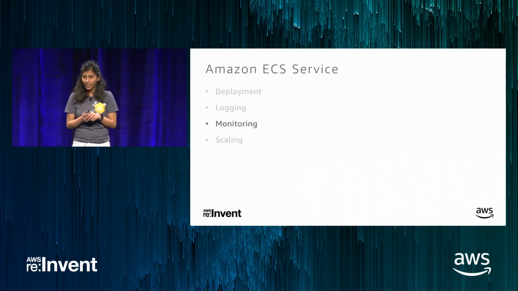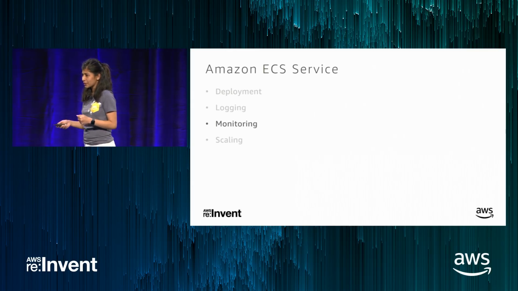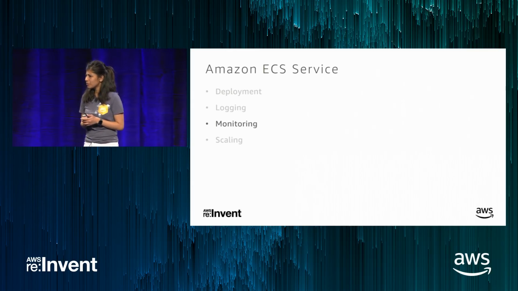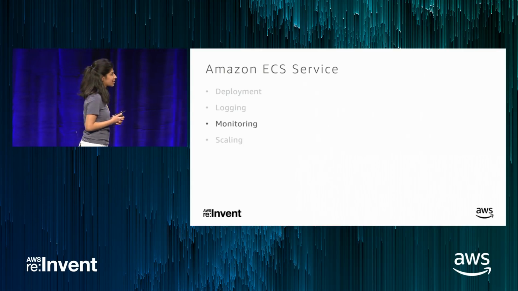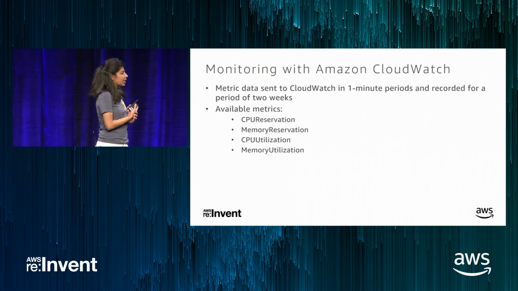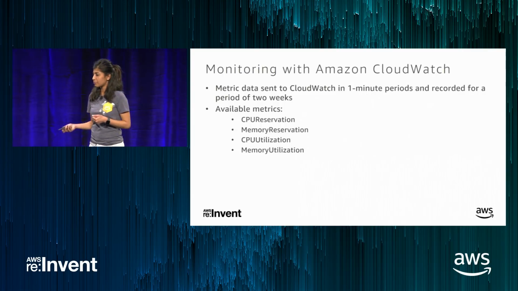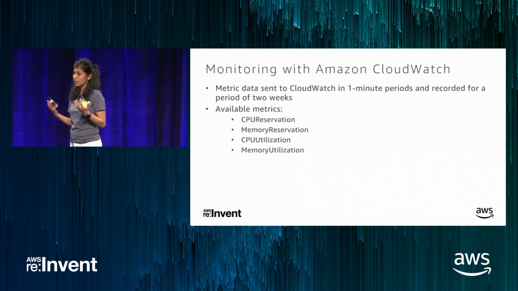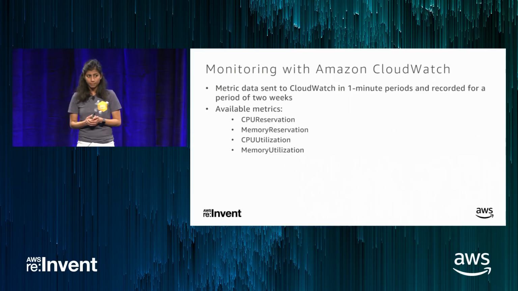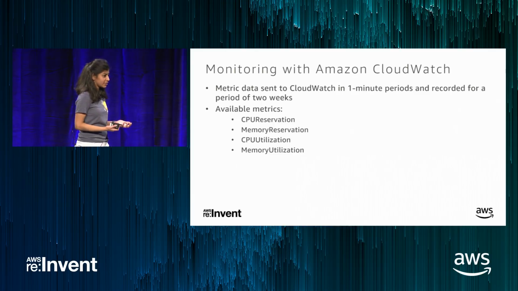Cool. OK, we're ready to troubleshoot if something goes wrong. We have logs. But wait a minute, how do we know when something goes wrong? We need to be able to monitor it. And ECS provides some default metrics like CPU and memory utilization and reservation for you to measure how your applications are doing. So these are some default metrics that ECS provides.